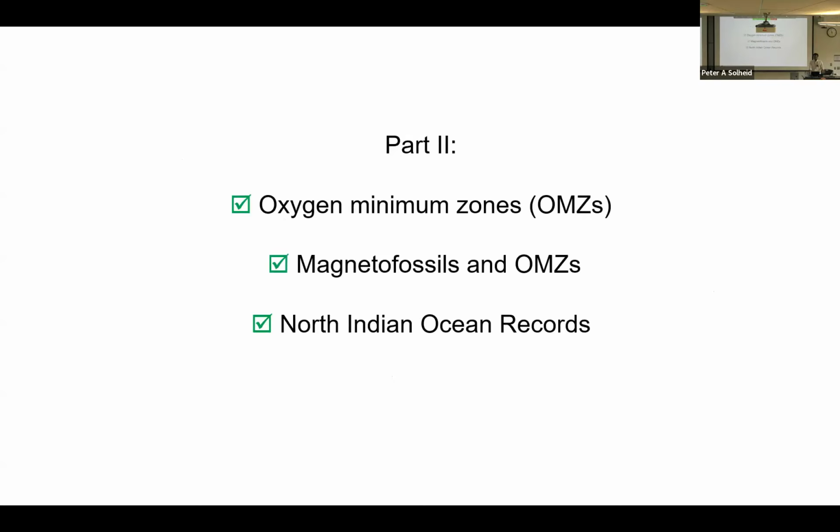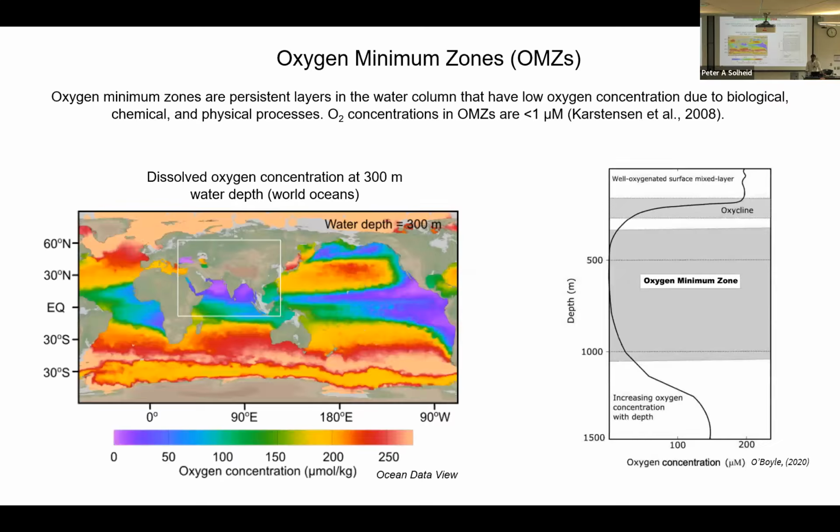So in the second part now, the oxygen minimum zone and magnetofossils and their relationship with the OMZ, and some of my PhD work from a sediment core collected from the oxygen minimum zone of the Bay of Bengal. So what are OMZs? OMZs are persistent layers in the ocean or in an oceanic water column, where we have reduced oxygen concentrations. This is a profile from the central region of the Arabian Sea.